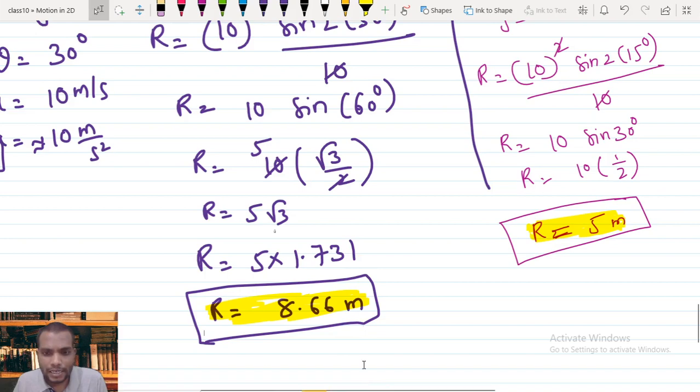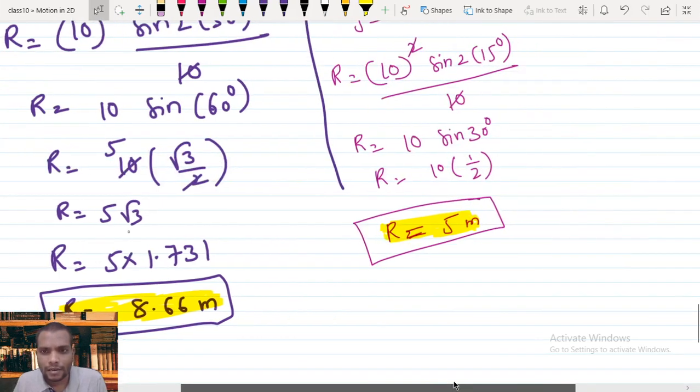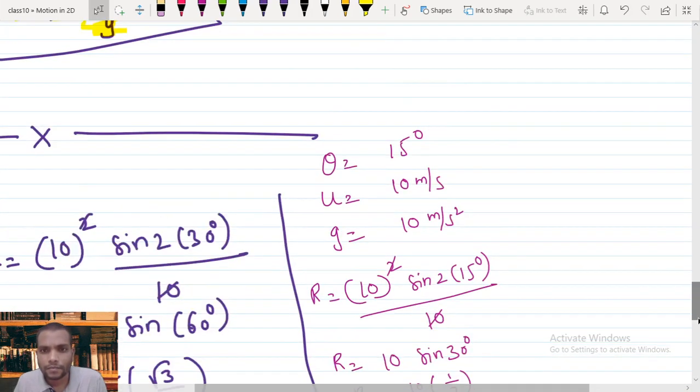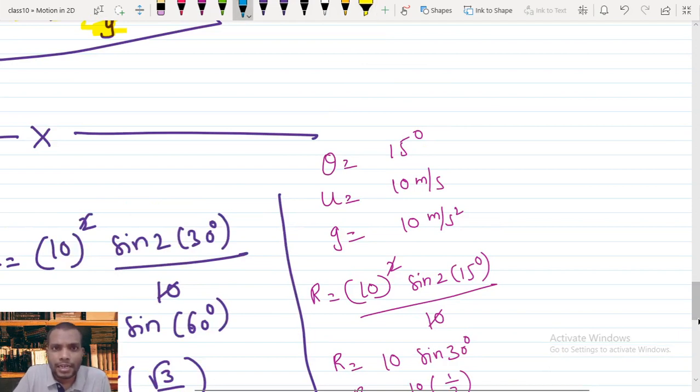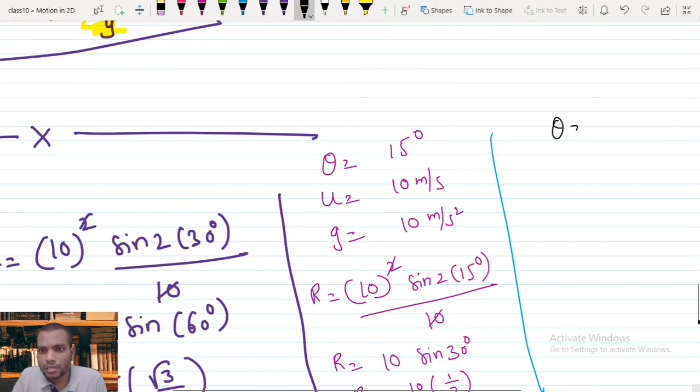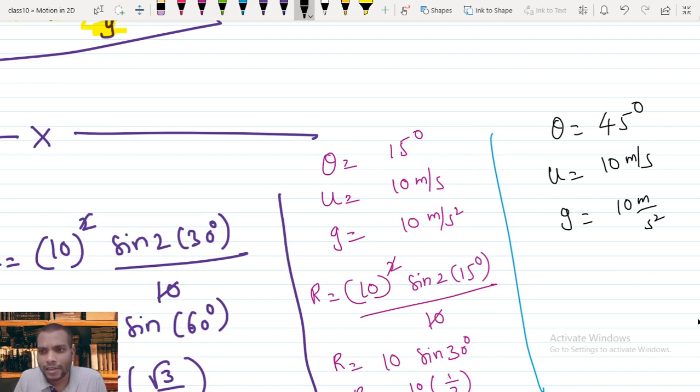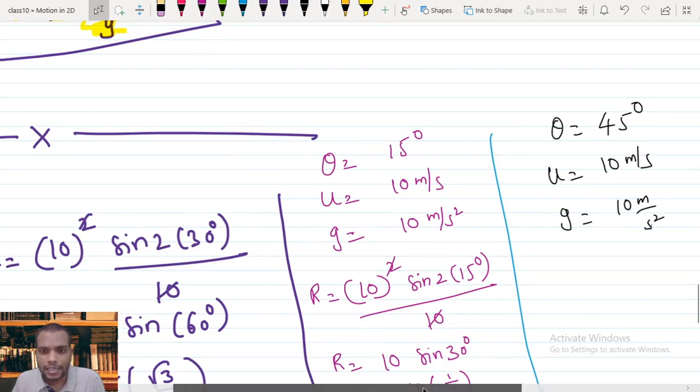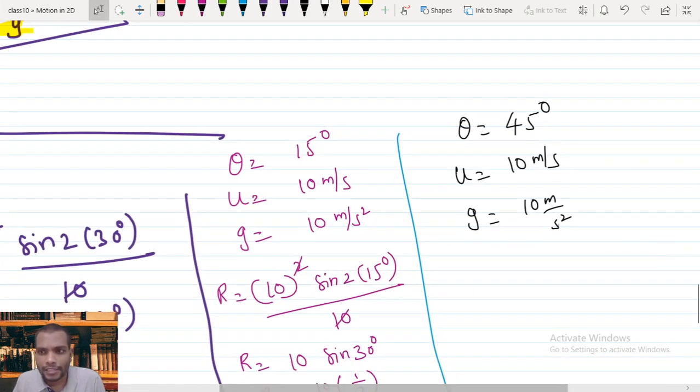So what happens if I take an angle greater than 30 degrees? Suppose this time I take theta equal to 45 degrees and initial velocity equal to the same 10 meters per second, and g equal to 10 meters per second square, acceleration due to gravity. So try to get the value of the horizontal range.